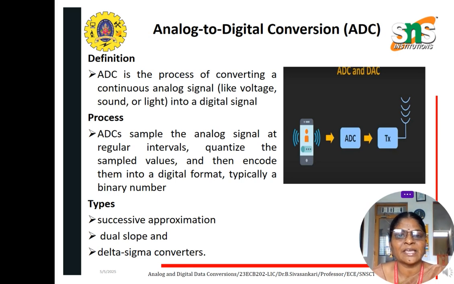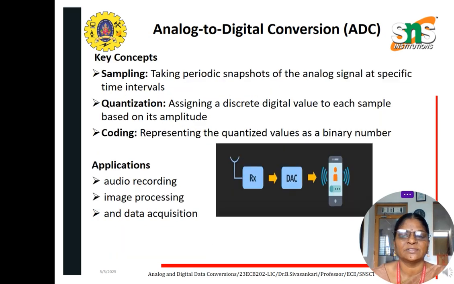There are three types of ADC: the successive approximation type, the dual slope type, and the delta sigma converter. We use three concepts in this ADC: one is sampling, another is quantization, and the third is coding. These three key concepts are used in our ADC.